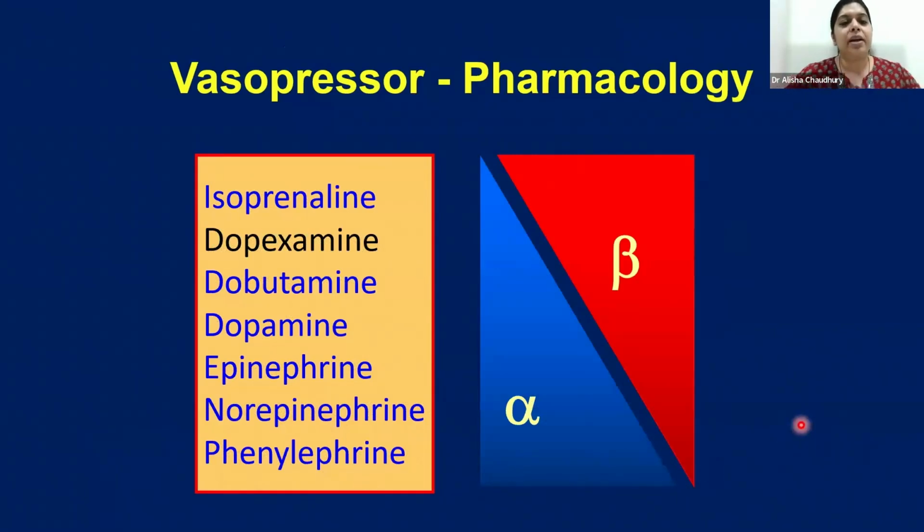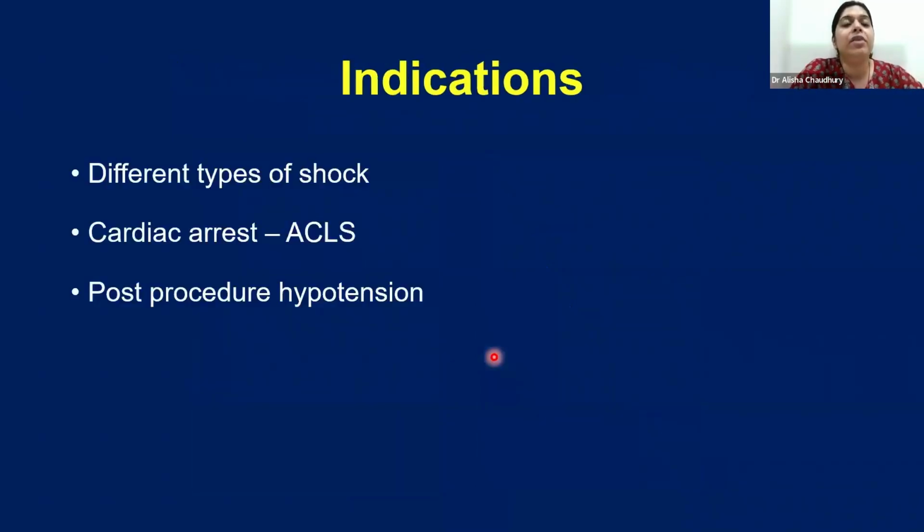This is basically to tell you that we have a pure beta, which is isoprenaline. We have a pure alpha, which is phenylephrine. All the drugs in between have both alpha and beta. Now it depends, they may have more of alpha or more of beta. Now, where am I going to use this apart from the shock? Even in your cardiac arrest situations, when you are carrying out your ACLS protocol in the ICU, you are using these vasopressors, especially vasopressor and inotrope, especially adrenaline, and in post-procedure hypotension also.